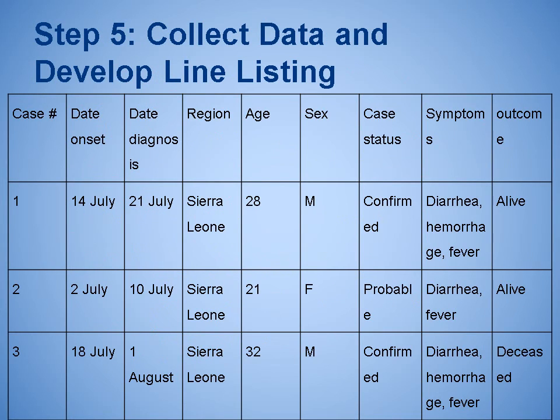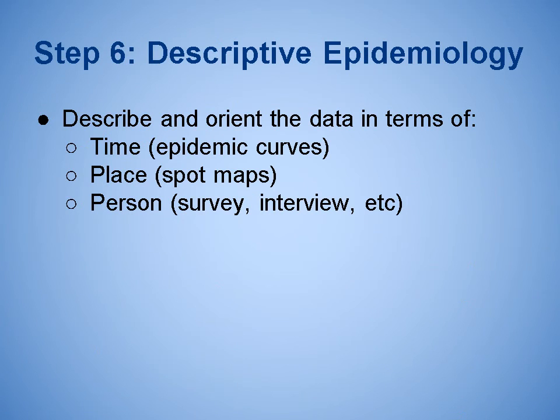The next step is to collect the data and develop a line listing. This is an example of a line listing for this scenario. The line listing allows the investigator to note key information on every case and update it easily. Step 6 includes descriptive epidemiology. This is where you describe the data in terms of time, place, and person.